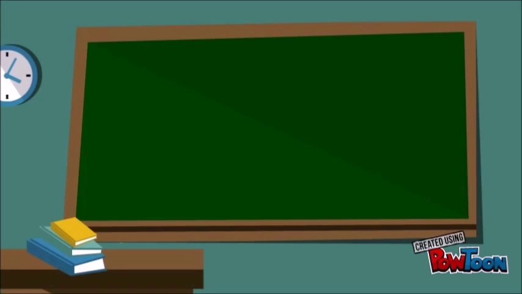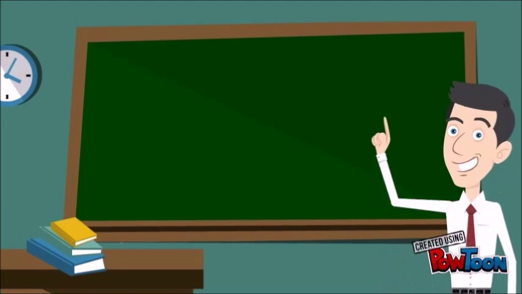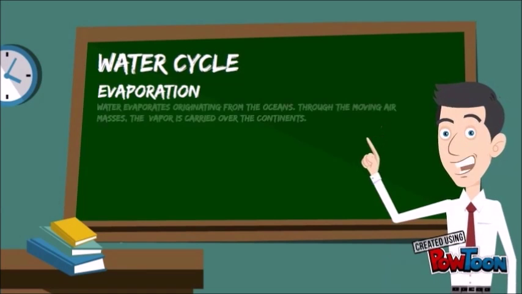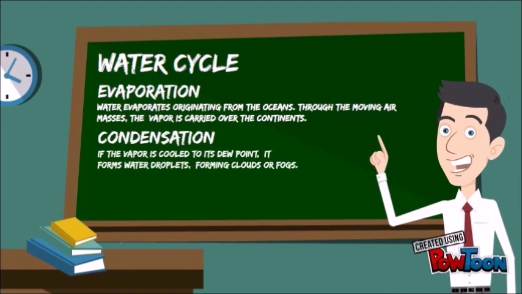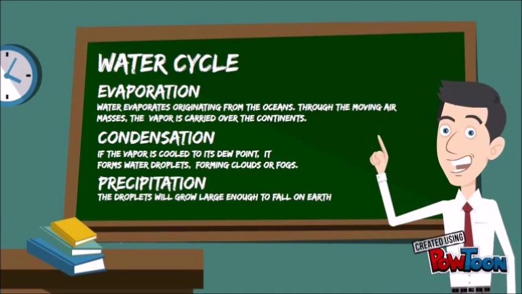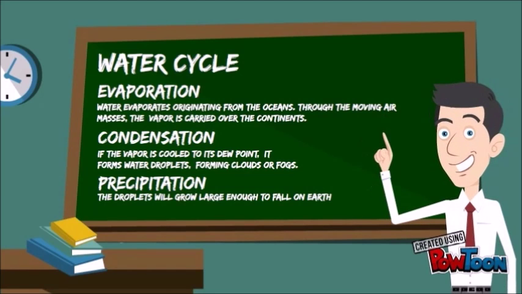It begins with evaporation. Water evaporates, originating from the oceans. If the vapor is cooled to its dew point, condensation will occur. These droplets will grow large enough to fall on the Earth, and we call this precipitation.